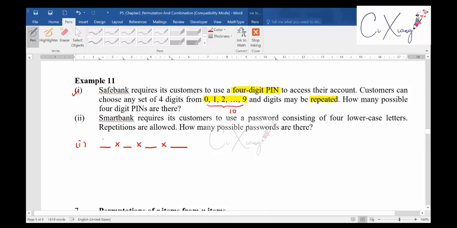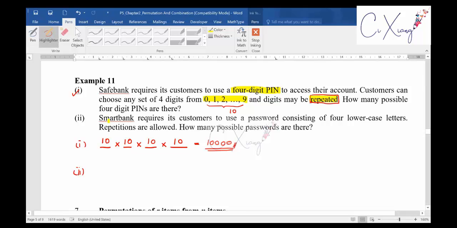So for the first digit, you have 10 possible answers. You can put in 0, you can put in until 9, any number between 0 until 9. Then the second digit is also the same, because they said the numbers may be repeated. Then the third one is also the same, the fourth one also the same. So when you multiply everything together, the number of possible PINs is 10,000. Then after that, for part number 2.